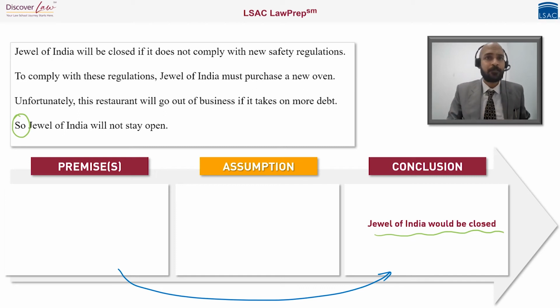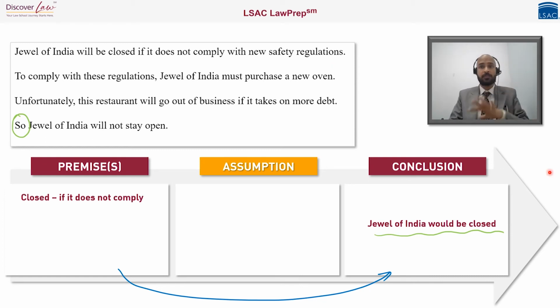Okay. Now let's read the argument together. Jewel of India will be closed if it does not comply with new safety regulations. It's a premise clearly. If it does not comply, it will be closed. I've written that down here. Next line. To comply with these regulations, Jewel of India must purchase a new oven. Okay, let's write that down too. To comply, you need a new oven.